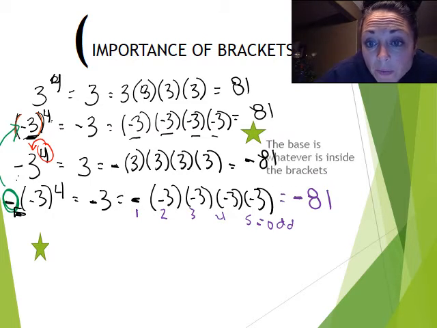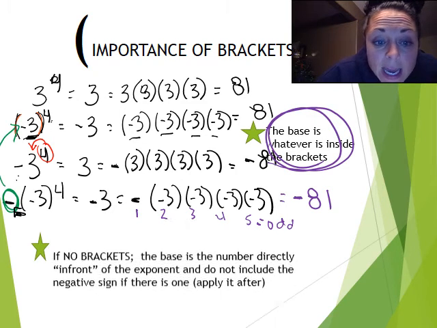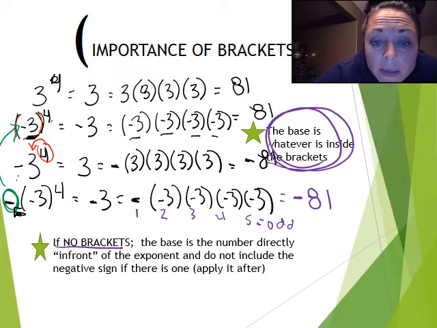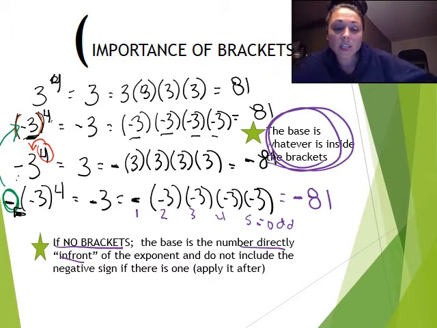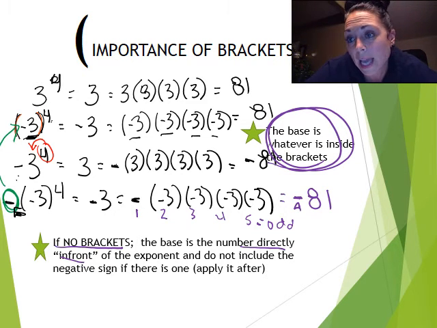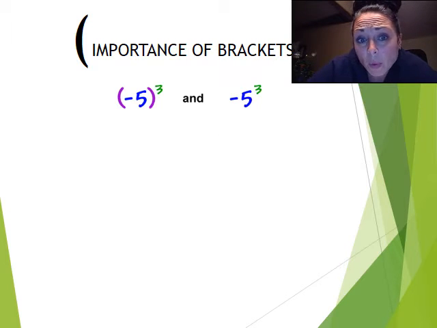So in summary, the base is whatever is inside the bracket, and if there are no brackets, the base is the number directly in front, per se, of the exponent, and do not include the negative sign until after, when you apply it to the answer. All right, so that's the importance of the brackets.